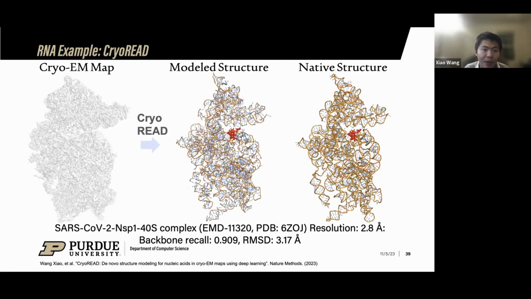The second example is an RNA example, where the model structure by CryoREAD is shown in the middle, while the native structure, which is the ground truth, is shown on the right. You can see the overall conformation and base detection assignment are very accurate, in the correct positions and correct orientations. It has achieved a backbone recall of 90.9%.